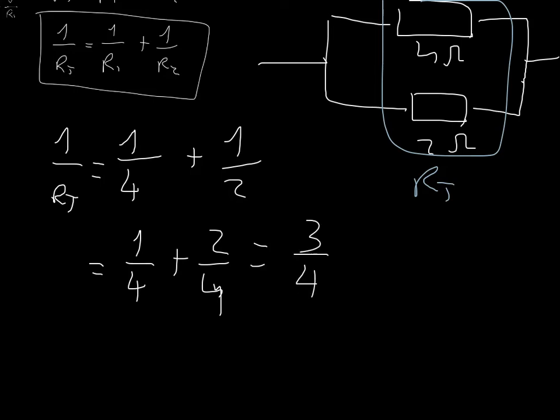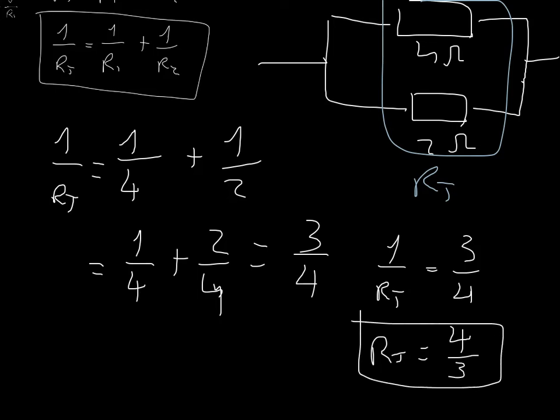Now, am I done? Is the total resistance 3 over 4? Pause the video and say yes or no. Well, if you said yes, then again, you need to brush up on your math. Because all this is saying to me is that 1 over RT is 3 over 4. But I'm not done yet. This is 1 over RT, not RT. I need to turn this around, and then turn this around, and then I'll have the result. So really, RT is 4 over 3.